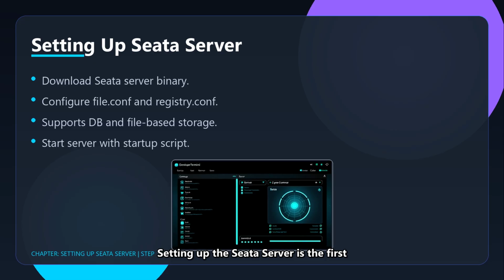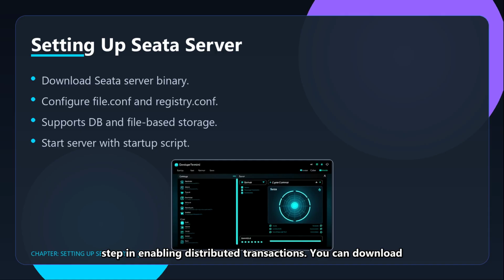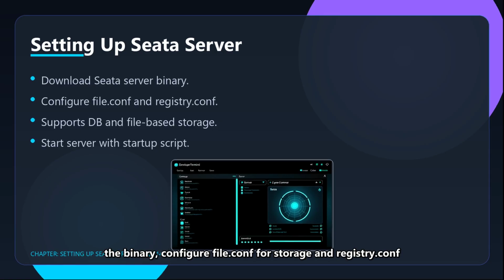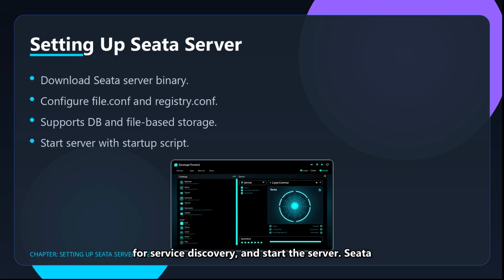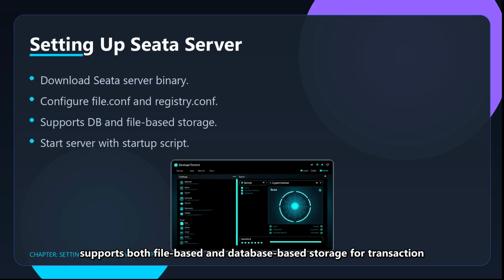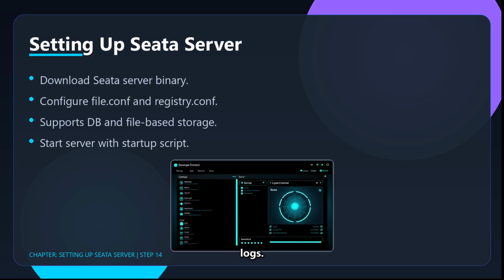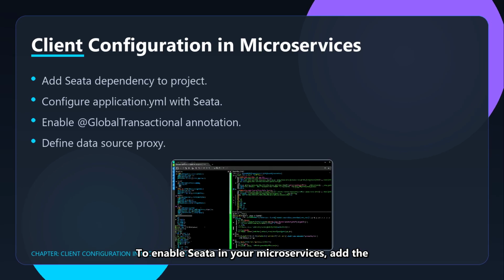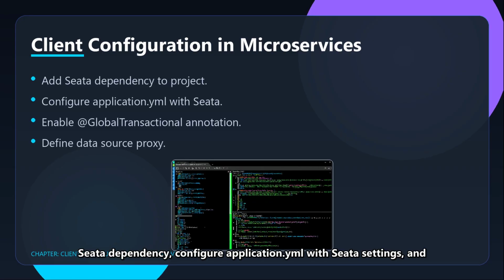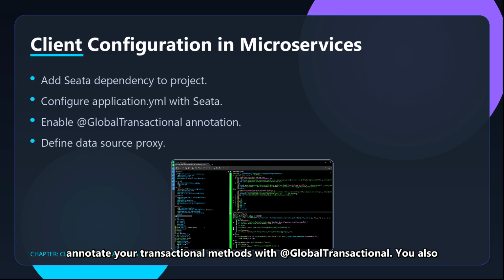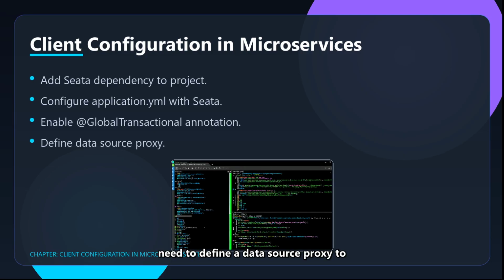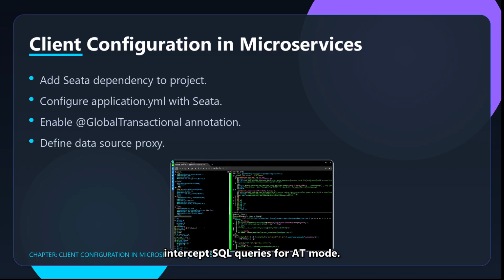Setting up the Seata server is the first step in enabling distributed transactions. You can download the binary, configure file.conf for storage and registry.conf for service discovery, and start the server. Seata supports both file-based and database-based storage for transaction logs. To enable Seata in your microservices, add the Seata dependency, configure application.yml with Seata settings, and annotate your transactional methods with @GlobalTransactional. You also need to define a data source proxy to intercept SQL queries for AT mode.